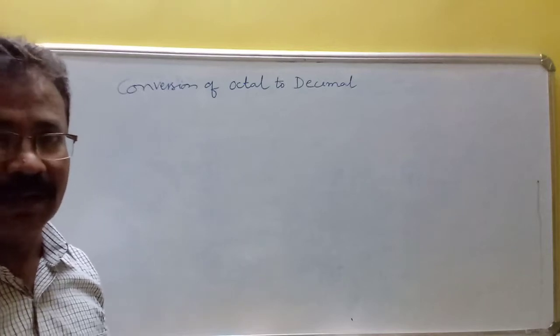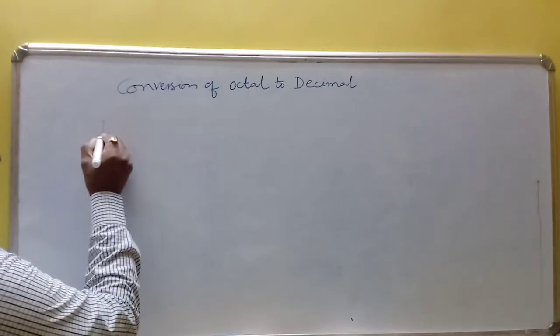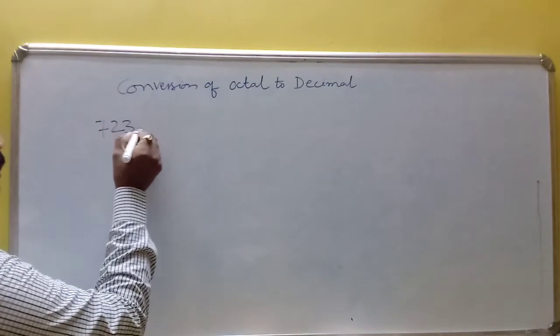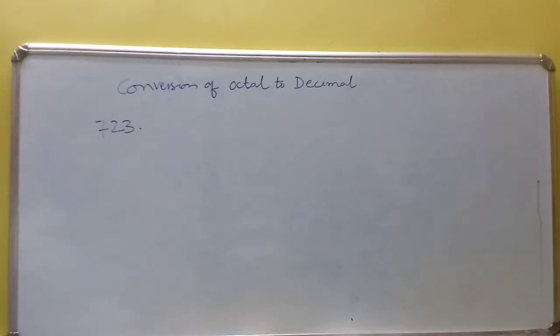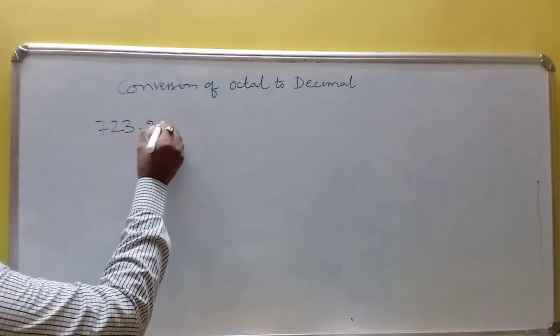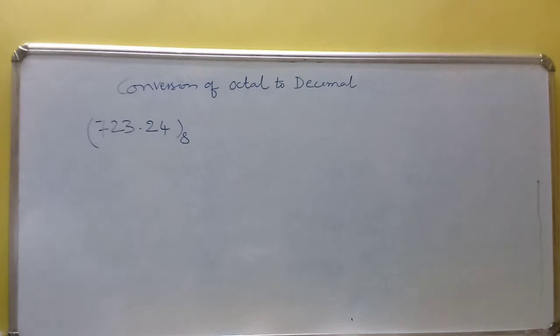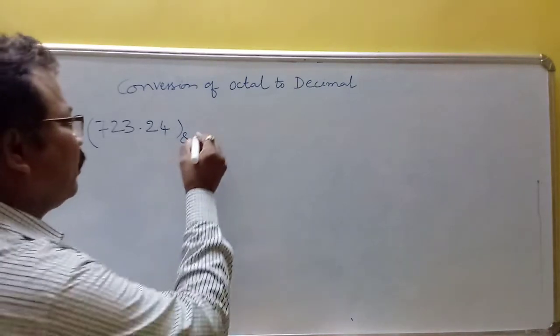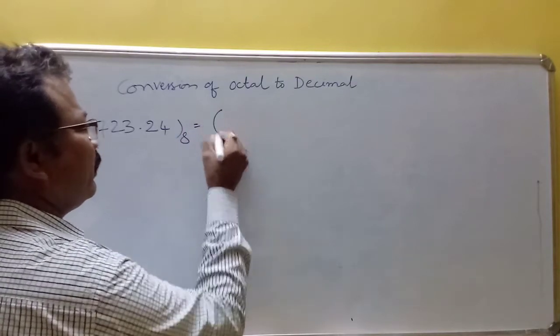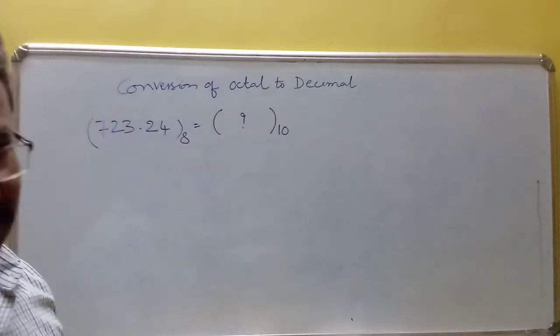Let us take one example. 723.24, that is the given octal number that is to be converted into decimal number.